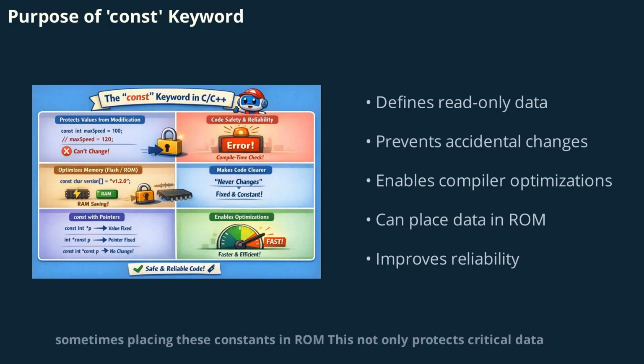these constants in ROM. This not only protects critical data but can also improve performance and reliability, especially in systems where memory is at a premium. Using const correctly is a best practice for robust embedded software.